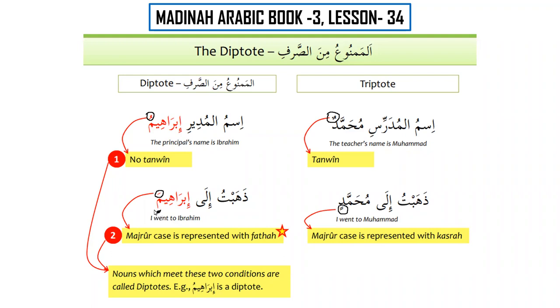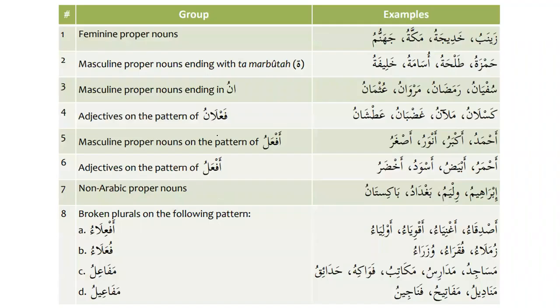And why is it ila Ibrahima? Because we know that it is al-mamnu min as-sarf, it's the name of the prophet, or it's a non-Arabic name. That's why it does not accept kasra. So it will either take dhamma or fatha. Now we have discussed and we have learned several groups from the beginning of book number 1, or from the beginning of the course. And we have different groups.